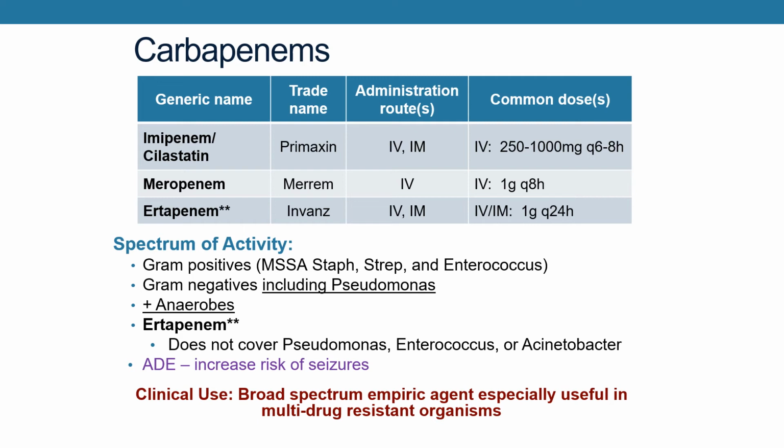Imipenem and meropenem are similar in that they do cover Pseudomonas, Enterococcus, and Acinetobacter, as well as many other gram-positive and gram-negative organisms. These drugs are fairly well tolerated. They do have good CNS penetration, and because of this good CNS penetration, they have been known to cause seizures, and imipenem carries the highest risk for this. The biggest takeaway from this class is that it is among one of the broadest empiric agents that should be reserved for use in patients who are at risk for multi-drug resistant organisms.